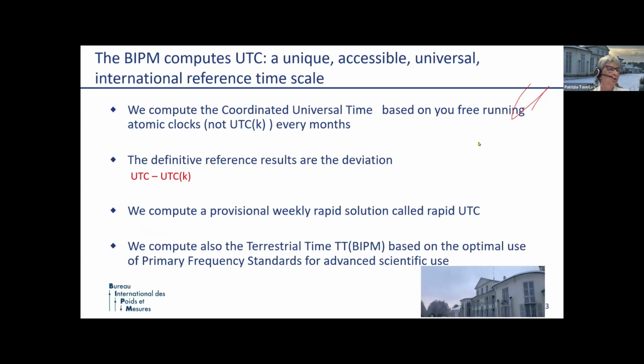In fact, what we do is put together all the free running clocks which are available in all the laboratories. Please keep in mind that UTC(k) are not entered in the average. They are used as intermediate references. What we use are the clocks and the results. The international standard that we build together is actually in this list of differences UTC minus UTC(k). Then we have a rapid solution, which is Rapid UTC, and we also compute a posteriori the Terrestrial Time TT(BIPM) for other advanced uses.